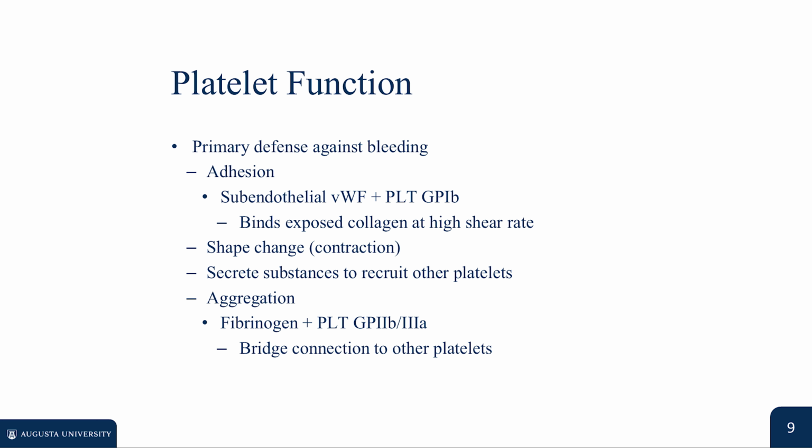This binding triggers rapid platelet contraction, extending pseudopods, and causing dense and alpha granules to secrete active signaling molecules that recruit passing platelets. Finally, aggregation takes place as plasma fibrinogen forms molecular bridges connecting adjacent platelets by binding to their activated glycoprotein 2b3a surface receptors, creating the primary platelet plug.